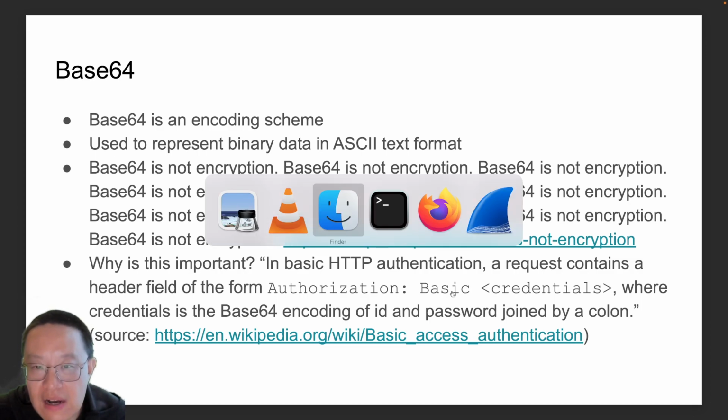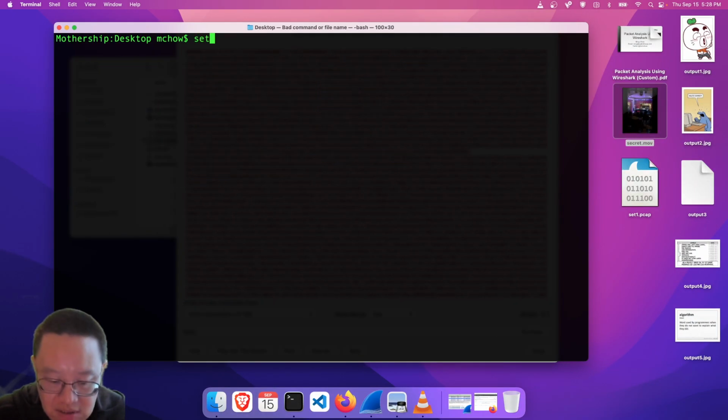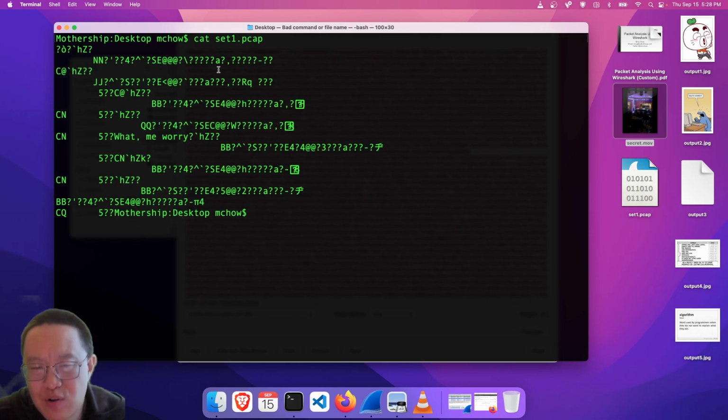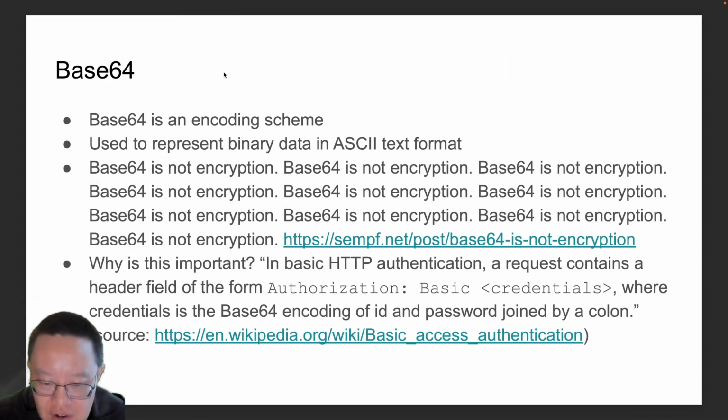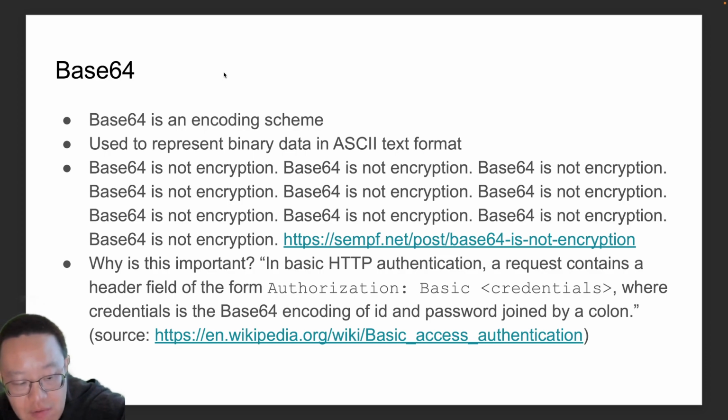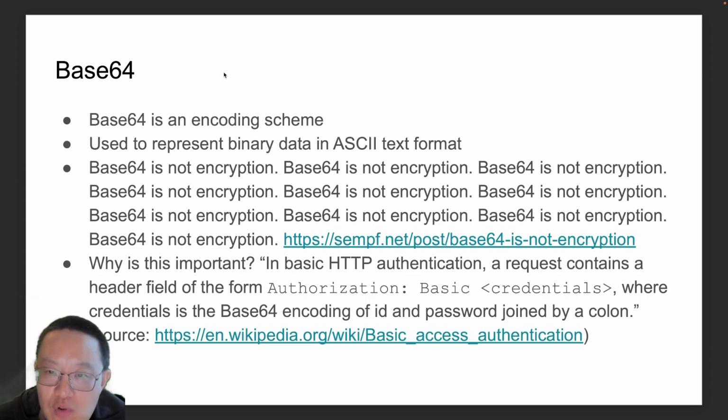Remember earlier, if I do a cat set1.pcap, it's just going to spit out binary data, and you get weird behavior as well. You can hear that dot dot dot sound. Base64 is what is called an encoding scheme. Base64 is used to represent binary data in ASCII format. If you spit out binary data to a terminal, you get all these weird things. Base64 is not encryption.